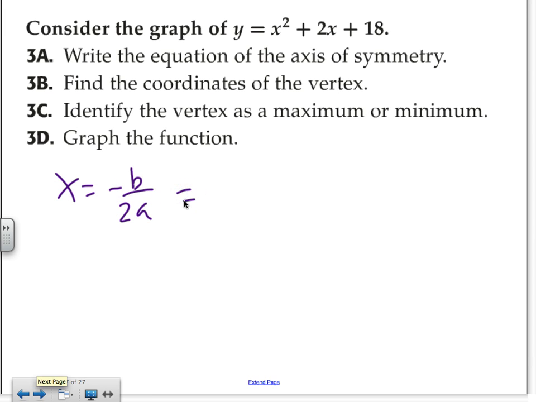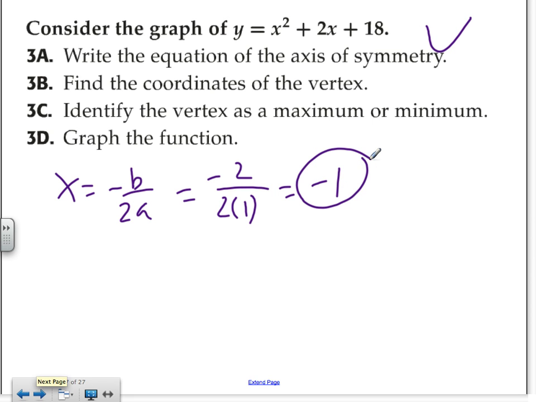What is our b? Wait, no. 2. So it's going to be negative 2, right? What is our a? 1. A is 1. Interesting. By the way, if a is 1, is our graph facing upward or downward? Upward. So at least when you do this, start with that so you know that your graph is facing upward. And then here we get negative 1, right? Now that we have our x here, this x equals negative 1 is also our axis of symmetry equation. So we answer 3a.